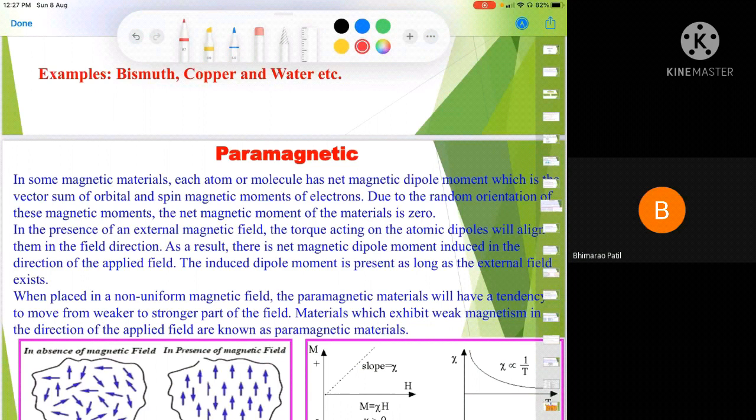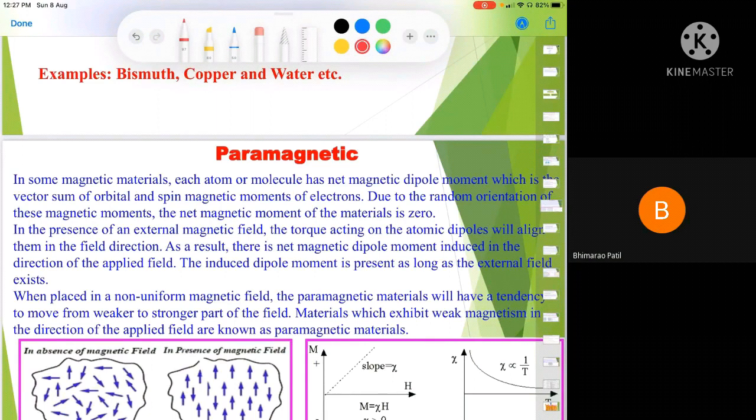In this material, the electrons present are always unpaired, and due to the random orientation of these magnetic moments, the net magnetic moment of the material is zero. In the presence of an external magnetic field, the torque acting on the atomic dipoles will align them in the field direction. As a result, a net magnetic moment is induced in the direction of the applied magnetic field. The induced dipole moments are present as long as the external field exists.